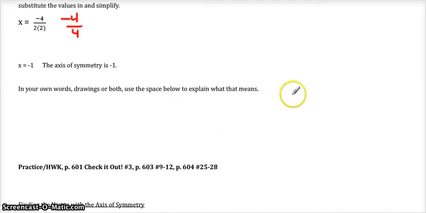Try thinking about this and, in your own words, drawings, or both, use the space below to explain what that means. What does it mean that the axis of symmetry is negative 1? What does that mean?